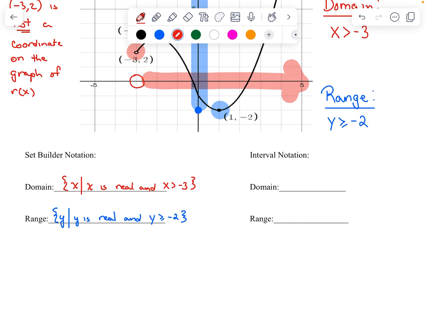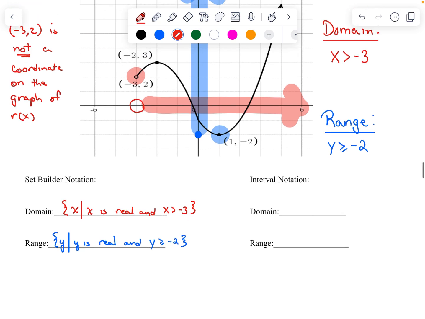All right, now for the interval notation. For the domain, the lower bound for the domain is -3. However, since -3 is not part of the domain, I'm going to start with a parenthesis and then write -3, and we're going to go to infinity.